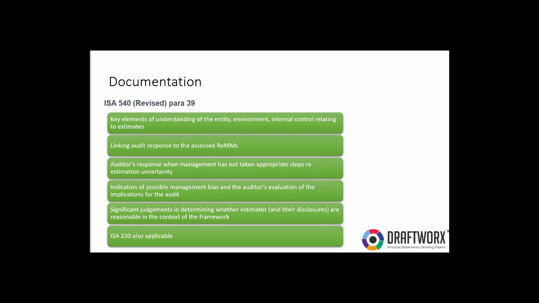So they must work in controls, they must follow, they must develop a module, or they must consider what steps would be appropriate to address that risk of estimation uncertainty. It's not only the auditor's responsibility to consider that, management must consider it first. And then you must document what your response is based on what management did in terms of the risk of estimation uncertainty. Then you also need to document any indicators of possible management bias.